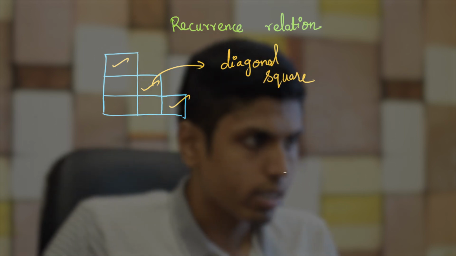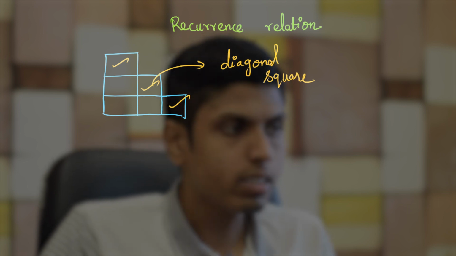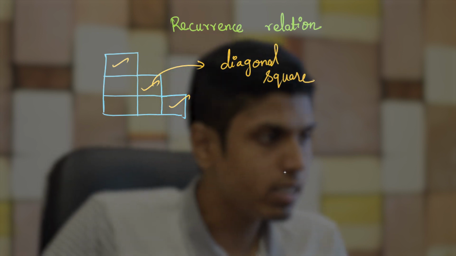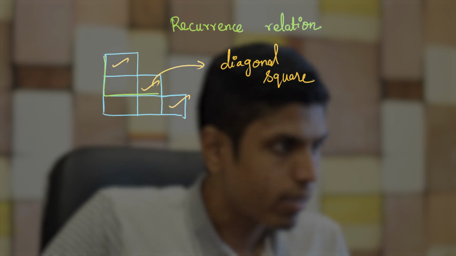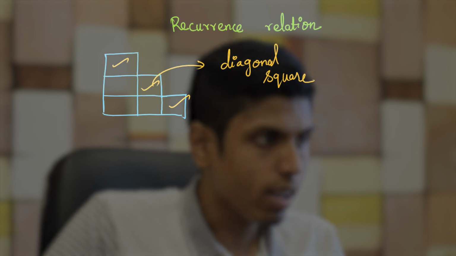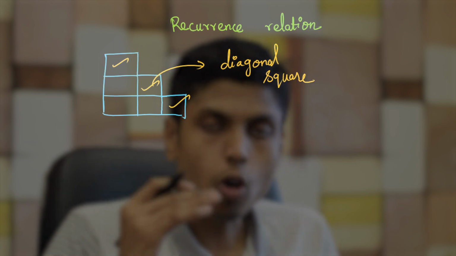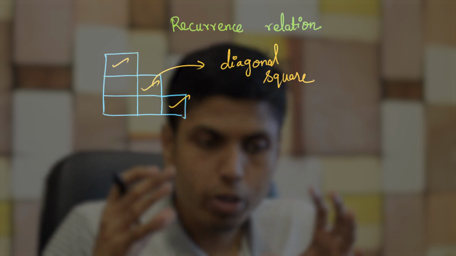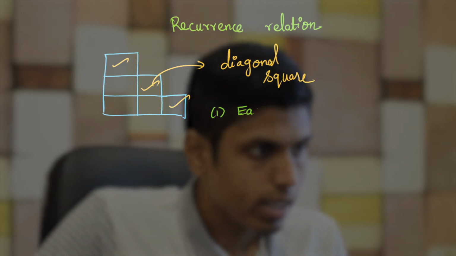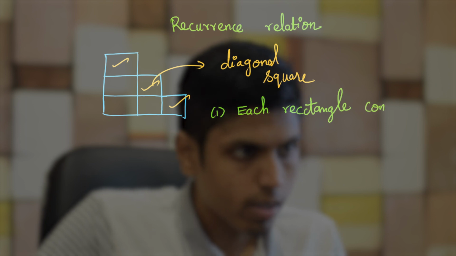And notice that in any rectangle, there is at most 1 diagonal square. There can't be 2. The reason is that they are structured in a diagonal way, and with the top right square missing, they cannot be accommodated in a rectangle. So here is our first observation: each rectangle contains at most 1 diagonal square.